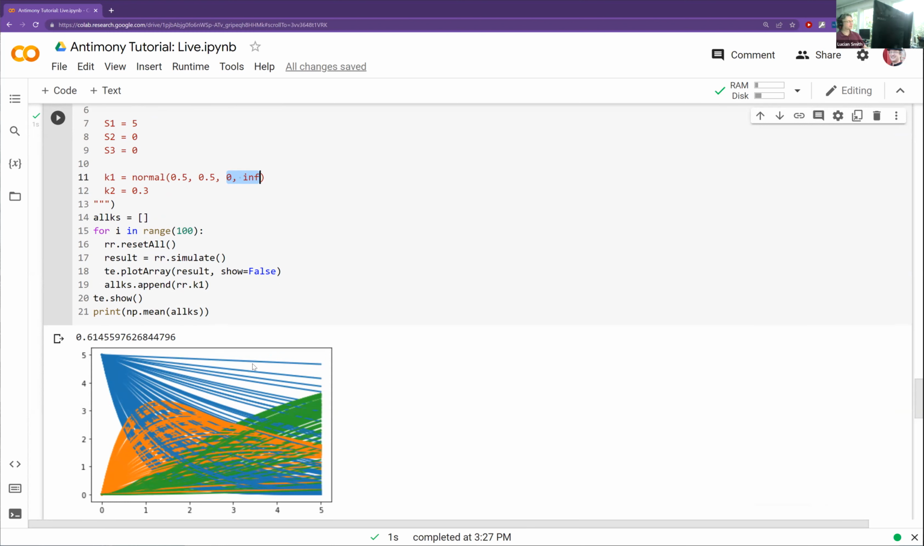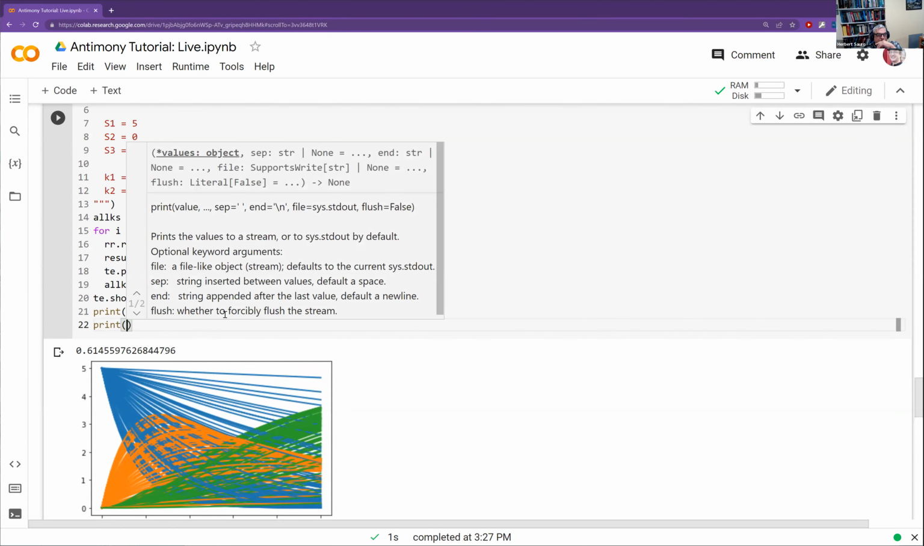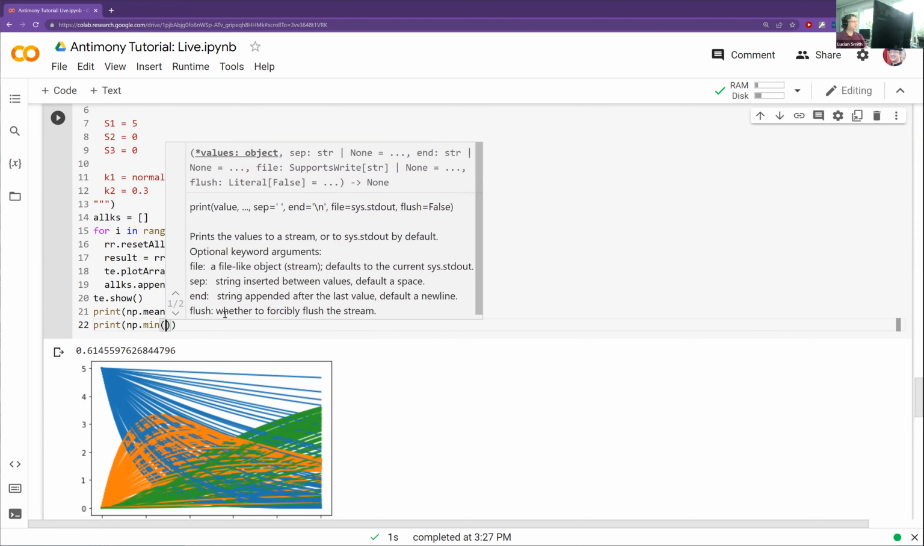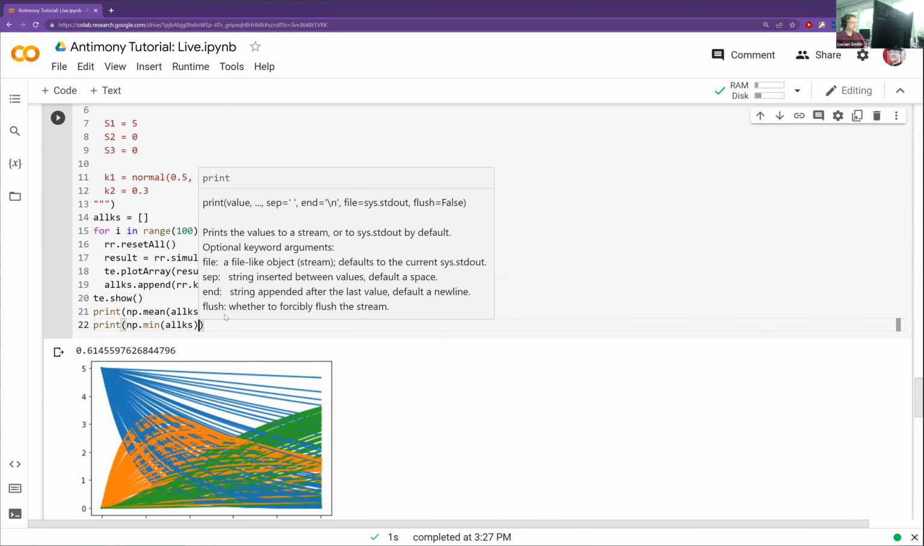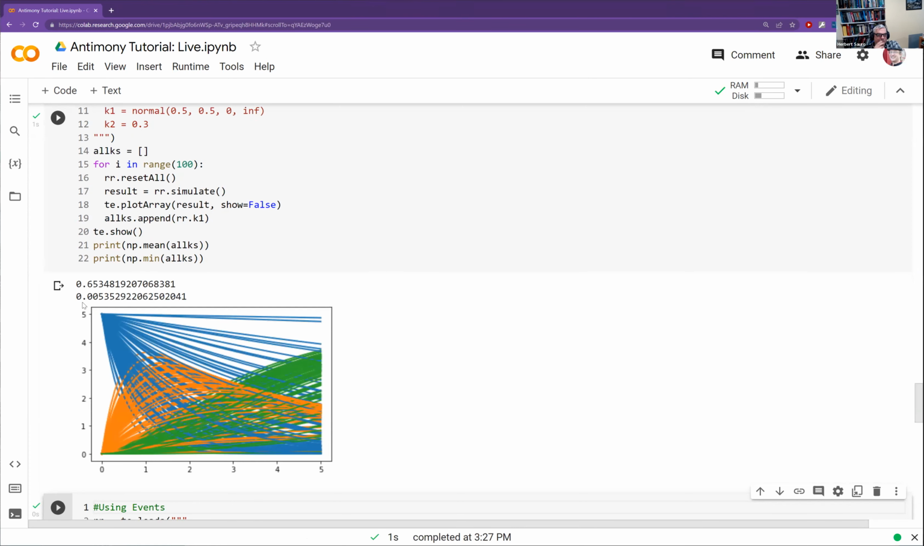So we had things that are pretty close to 0. This 5 is here. We'll say print, oops, the min of all k's. Try that. Yeah, so the minimum of 0.005 is what happened to be chosen.